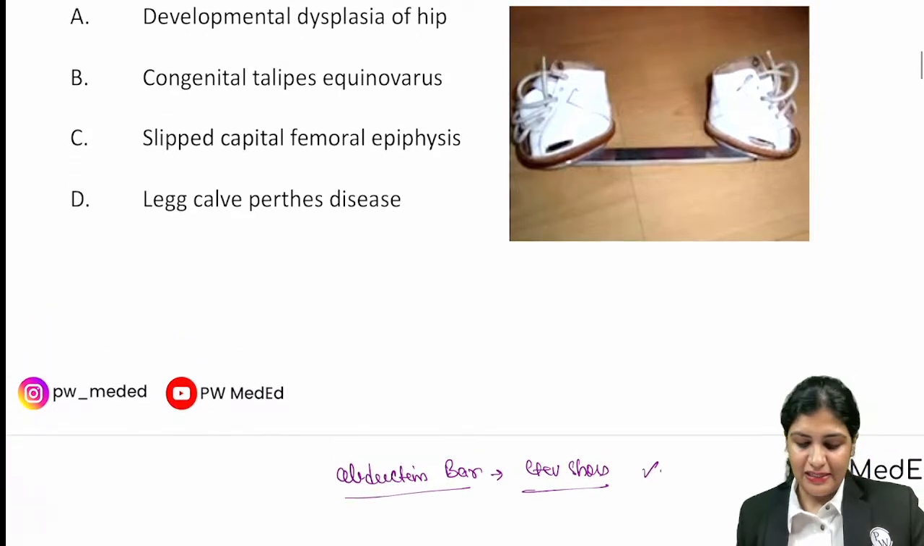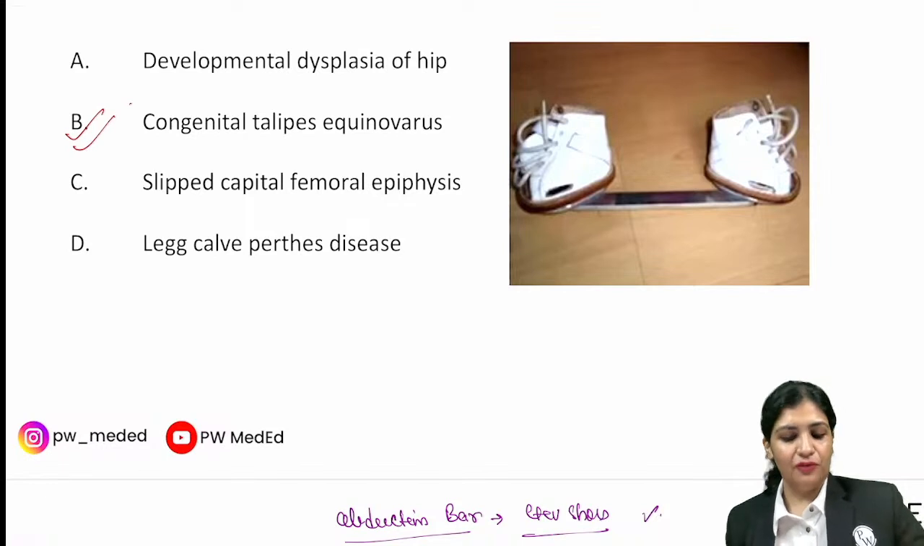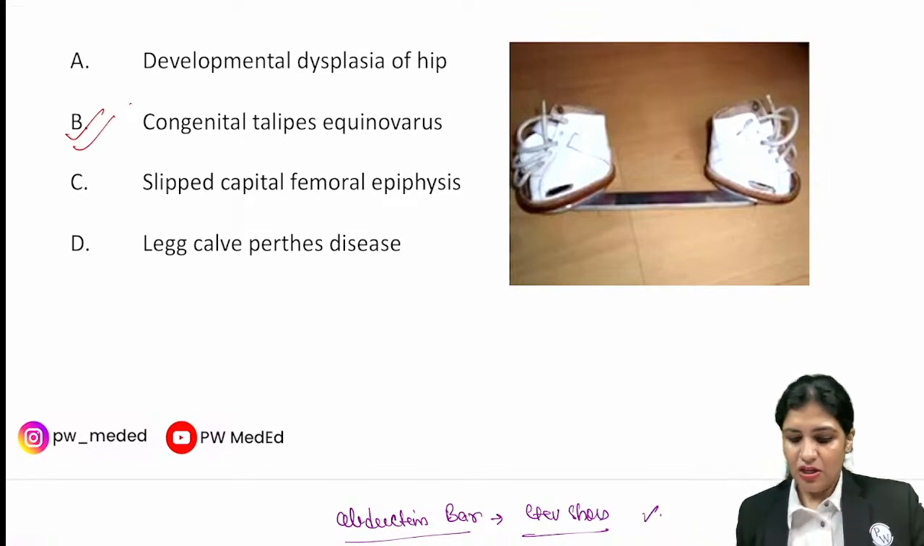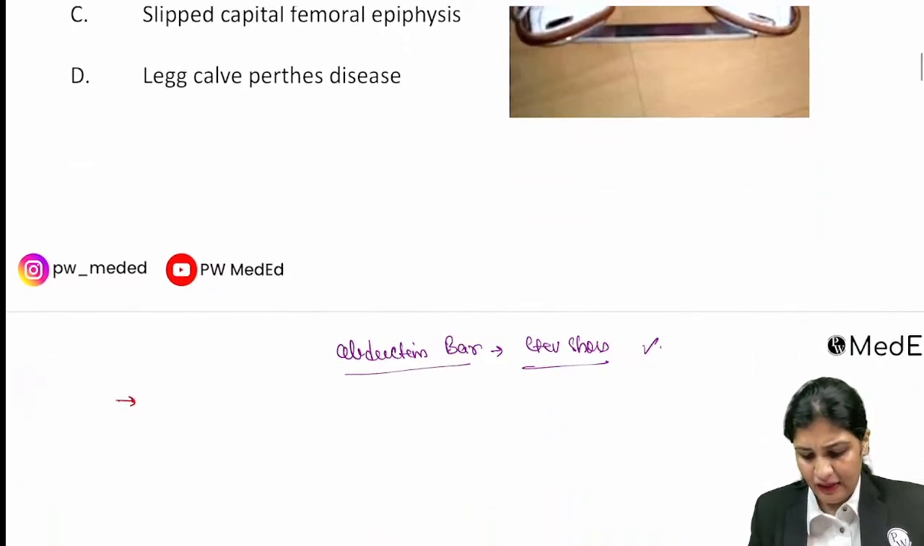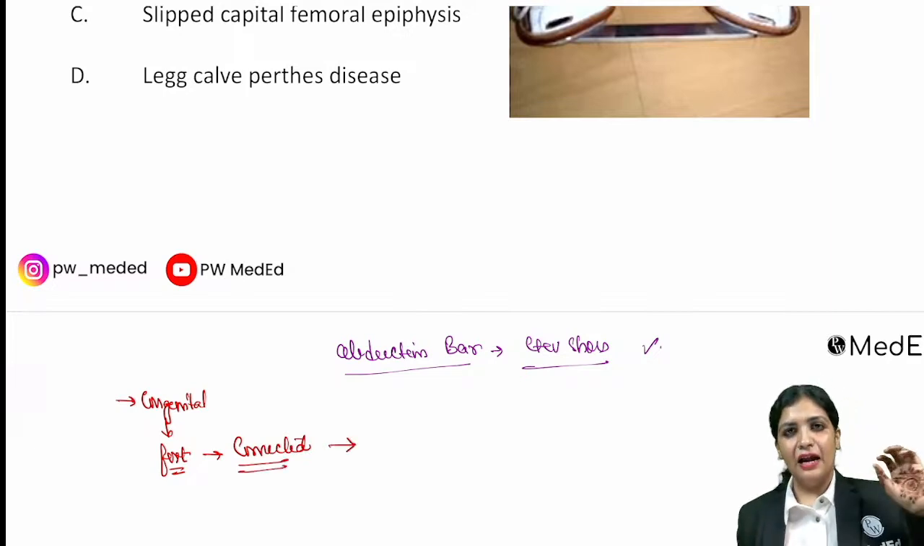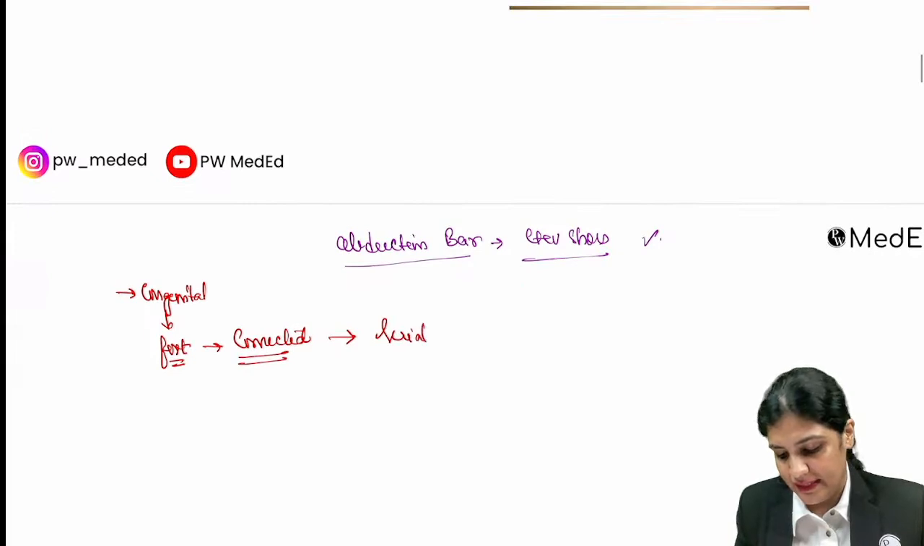Yes, very good. The answer is congenital talipes equinovarus. Many of you have answered correct again. So what is this congenital talipes equinovarus? As the name suggests, it is a congenital deformity which is seen in the foot, and this can be corrected, 100% corrected, by your serial casting. So you do this correction by serial casting.